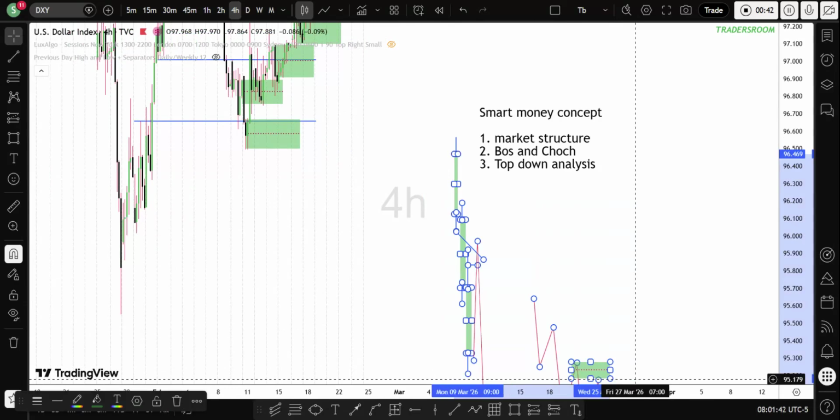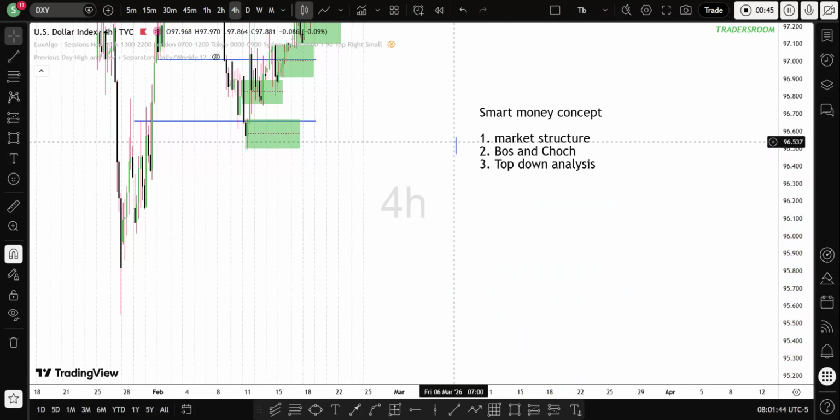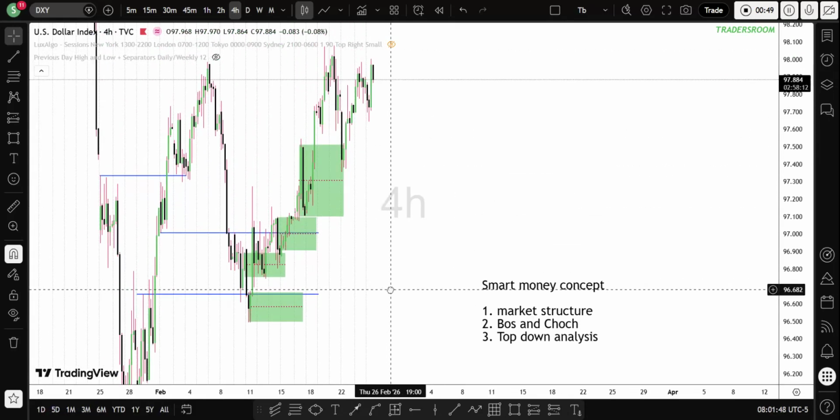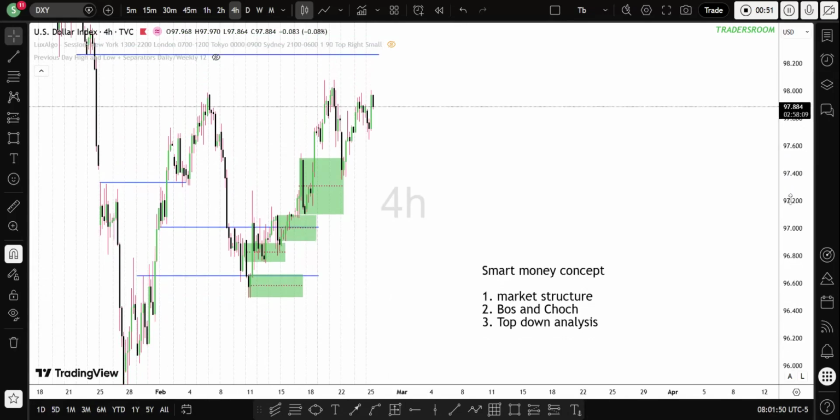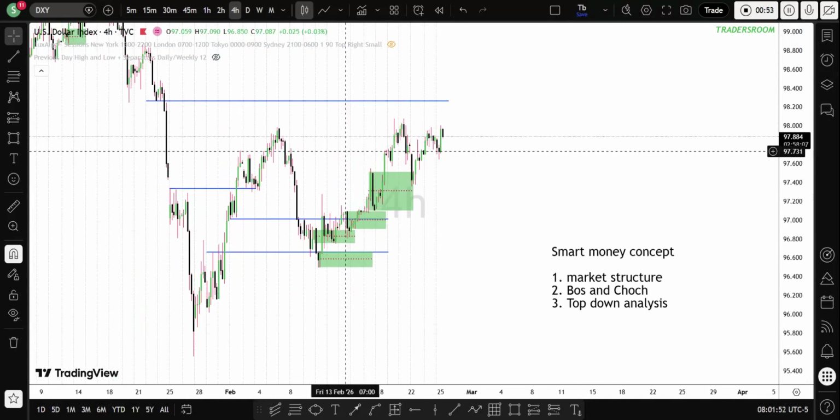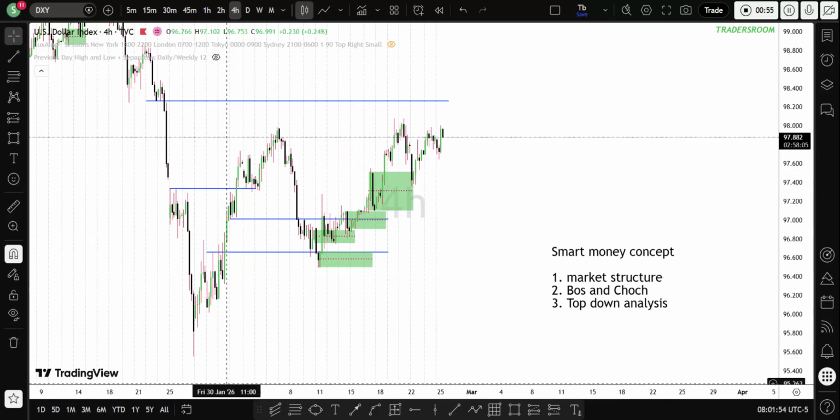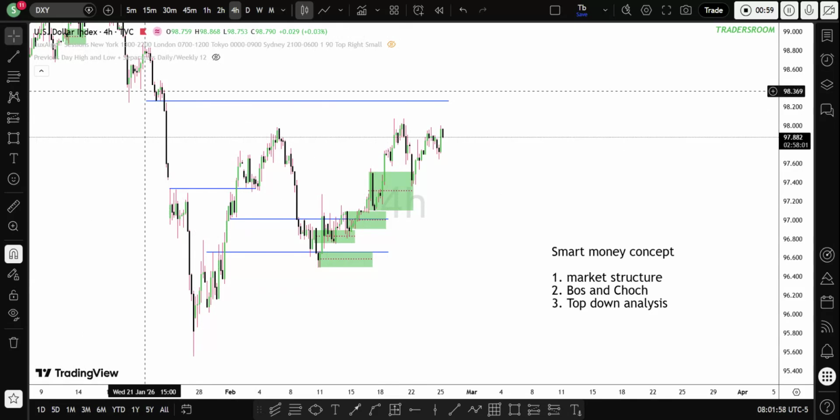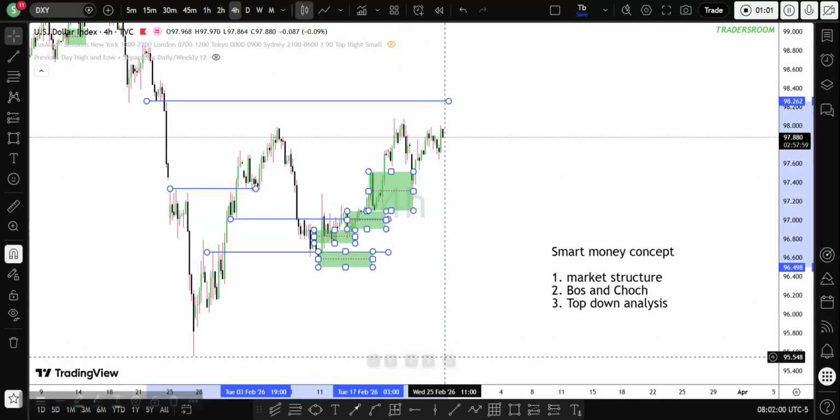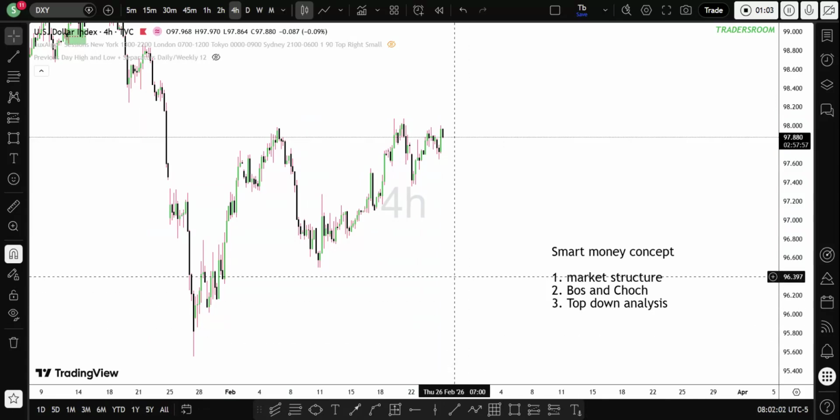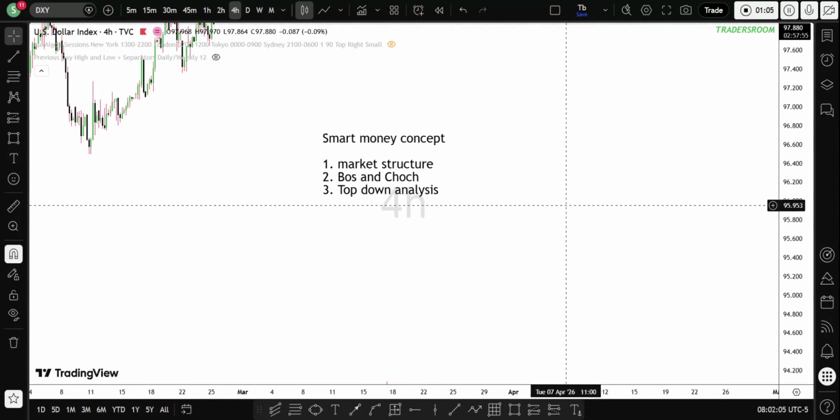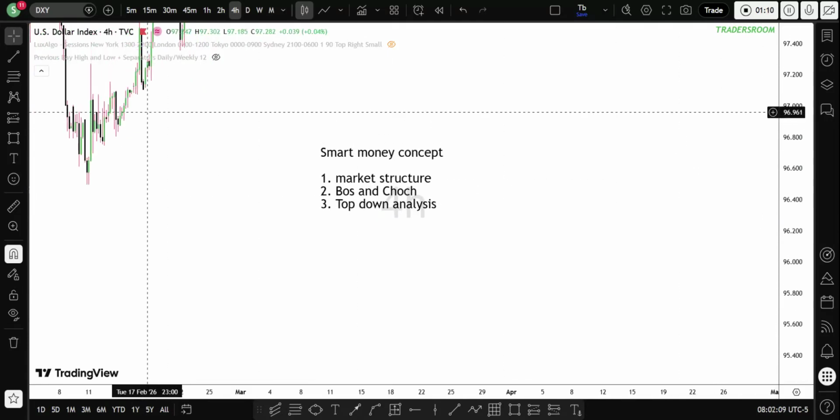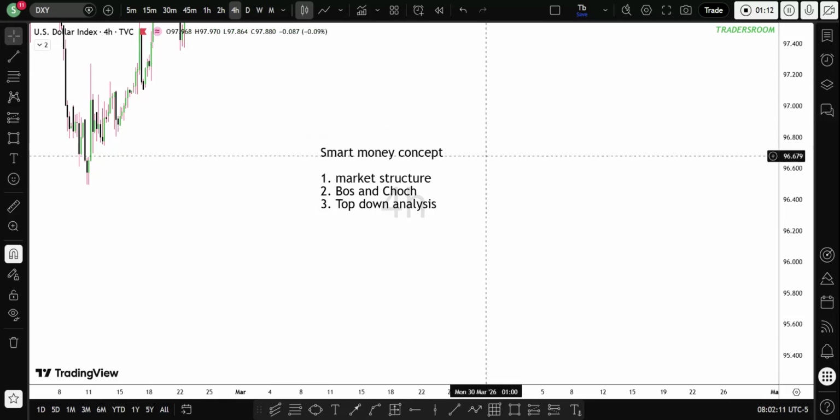All right, so when we talk about market structure, what should come to your mind first is the direction of the market. Market structure is the direction of the market. It's what shows you whether we are bullish or we are bearish. So, for you to be able to trade profitably, you must have a good understanding about the market structure.